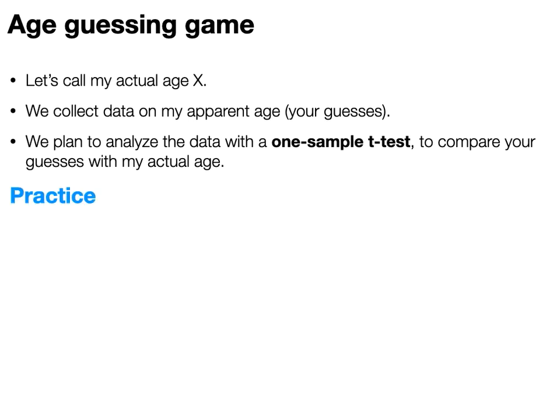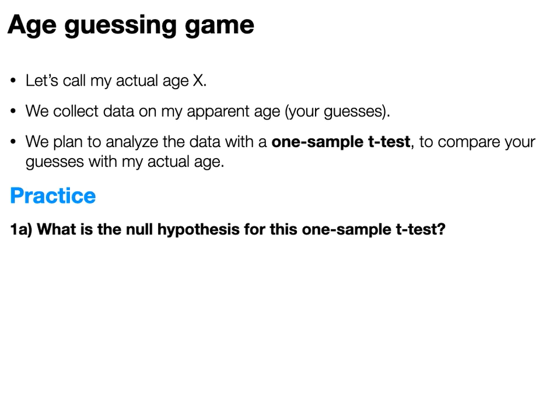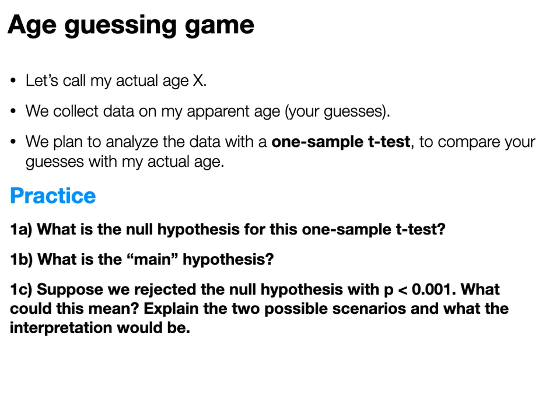Okay, so some practice questions, and we'll take these up on Zoom. First up, what would be the null hypothesis for this one sample t-test? Suppose we rejected the null hypothesis in our one sample t-test and we get a p-value of less than 0.001, so it's smaller than our alpha threshold of 0.05. What could this mean? Explain the two possible scenarios and what the two different interpretations would be. There's some missing information here, so there are two possible ways you could reject that null hypothesis. What could they be?